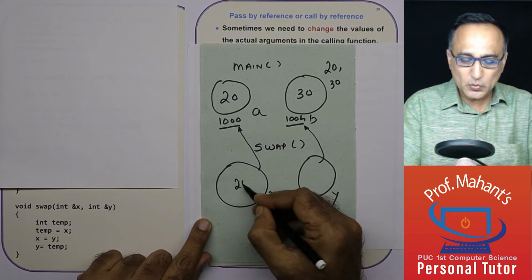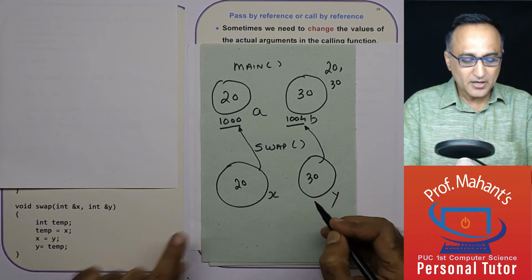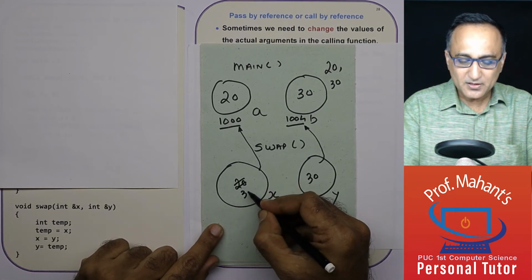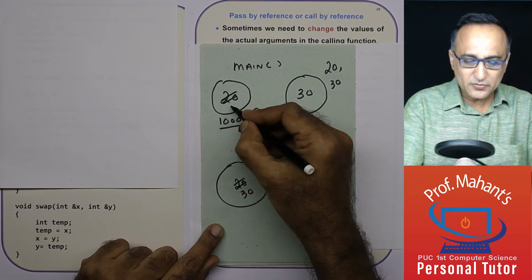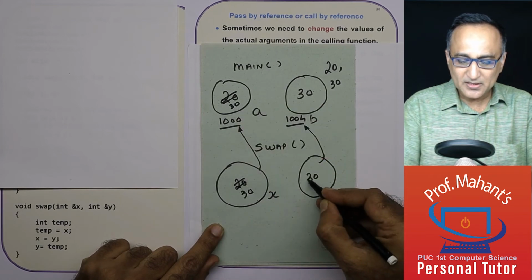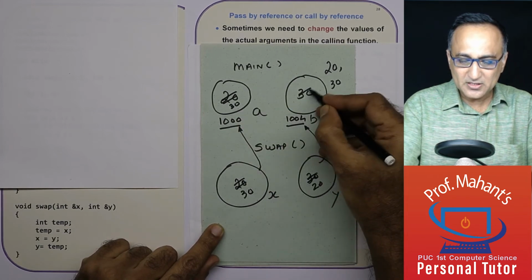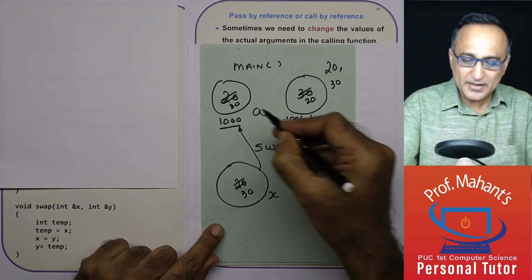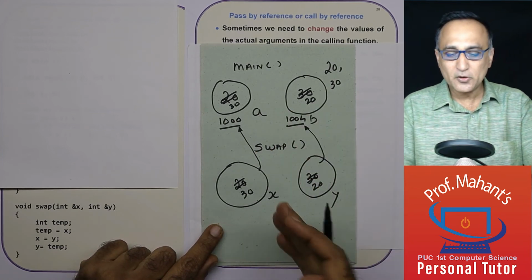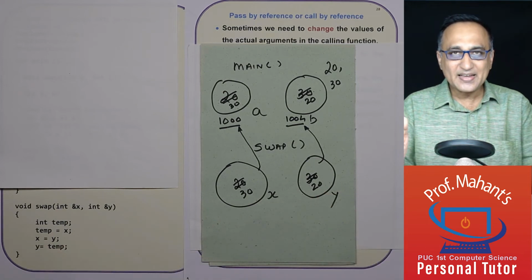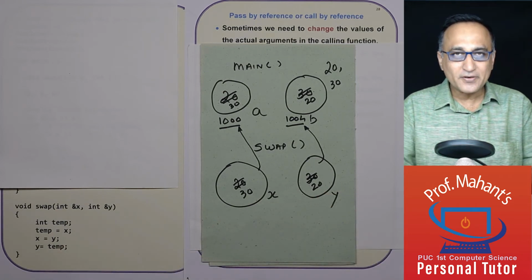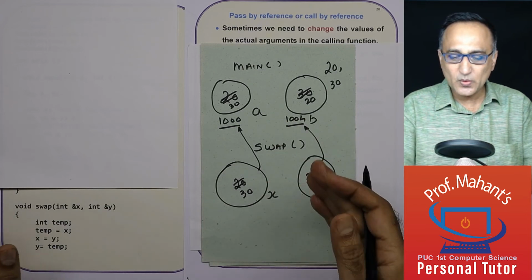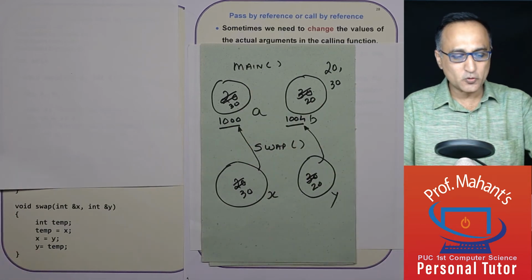So initially this is 20, this is 30. But when I do this particular logic, this one becomes 30. At the same time, this one also becomes 30. This one becomes 20. This one also becomes 20. The change is not happening only in X and Y. It is happening in A and B, because X and Y are aliases, or think of them as nicknames for A and B. So if you make changes to X and Y, it affects A and B also.